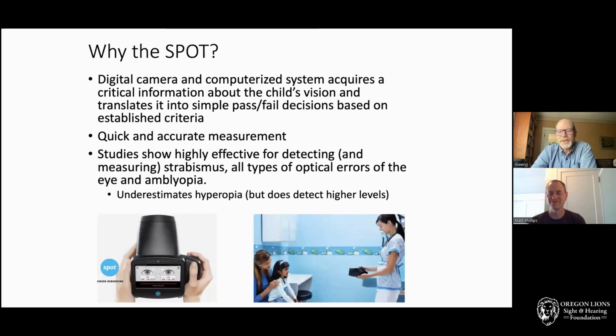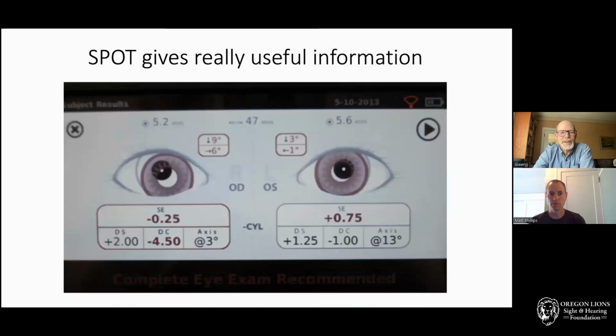Okay. So why did we choose the Spot? It's a digital camera connected to a computerized system that measures all the things a doctor typically would measure in an eye exam, but very quickly and accurately. It's basically an autorefractor that we would use in a practice setting, and it's pretty effective for detecting the things it's supposed to. The only big weakness we know of is that it tends to underestimate hyperopia, or farsightedness. I'll talk more about that in just a minute.